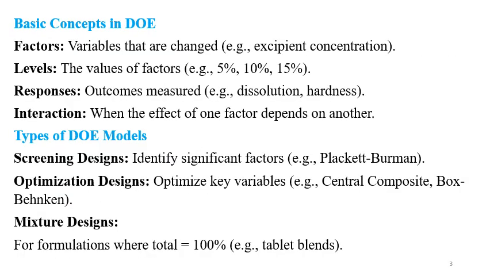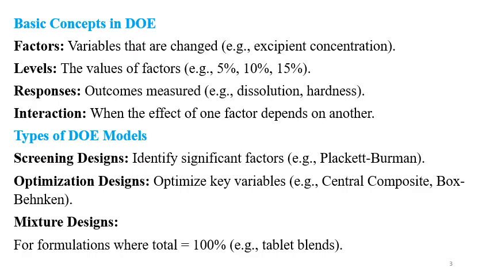Basic concepts in DOE are factors, levels, responses, and interactions. Factors are the variables that are changed. Levels are the values of the factors. Responses are the outcomes of the experiment which can be measured. And interaction is when the effect of one factor depends on another.